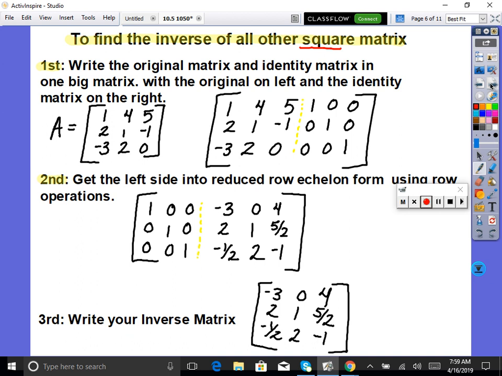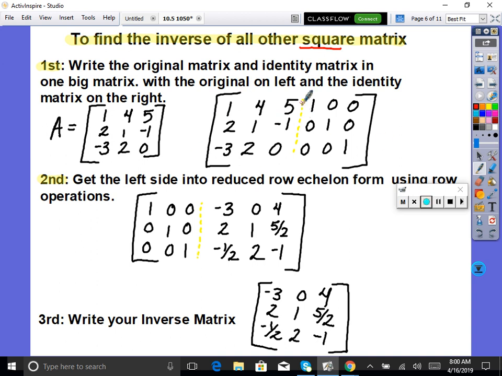So first, we're going to write the original matrix and the identity matrix for that matrix in one big matrix with the original matrix on the left and the identity matrix on the right. So for example, if I said to you find the inverse, you'd say, okay, it's not 2 by 2, so I'm going to place this next to its identity matrix. Now, if this is a 3 by 3, the identity matrix we know would be 1s on the diagonal and 0s above and below. So on the left, I put my original matrix, and on the right, I have the identity matrix that would match up with it. Do you guys see? Just in one big matrix.